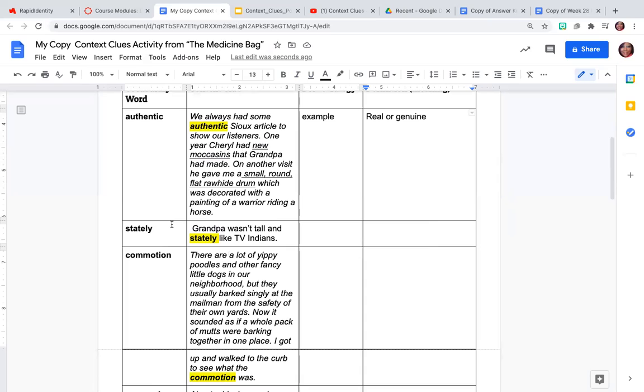The next one, stately. Grandpa wasn't tall and stately like TV Indians. When you're talking about stately, you have to look at the other words around it. So for stately, you see the word tall, that would mean it's a synonym. Now, if you want to know what stately means, we can say that stately means standing tall or standing high.